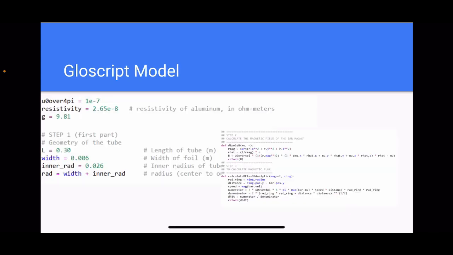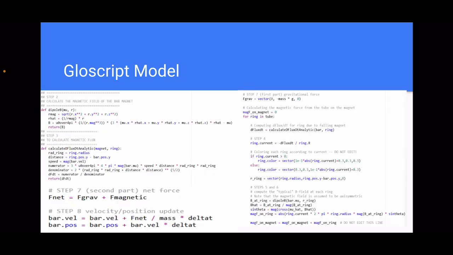So, the GlowScript model. We've got our constants, the length of our tube and all that. Then we go into calculating the magnetic field of the bar magnet and the magnetic flux. We do this through defining them. We calculate the magnetic field and the magnetic flux through the Faraday's law equation and through Biot-Savart's law. The gravitational force is already given for us. Then we calculate the magnetic force from the tube and the magnet.